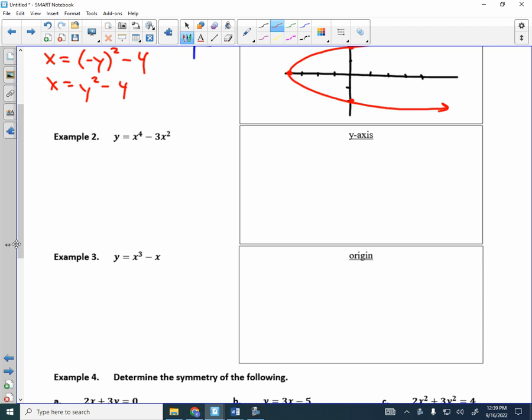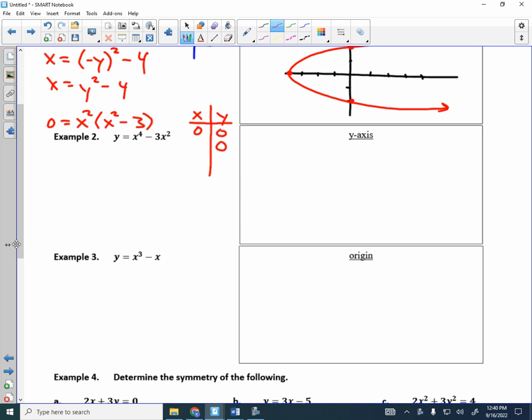For the next one, if you want to find the x and y intercepts, again, you can plug in 0 for x. If you plug in 0 for x, what do you get for y? You get 0. And if we plug in 0 for y, 0 equals, I'll factor out an x squared, and I get x squared minus 3.